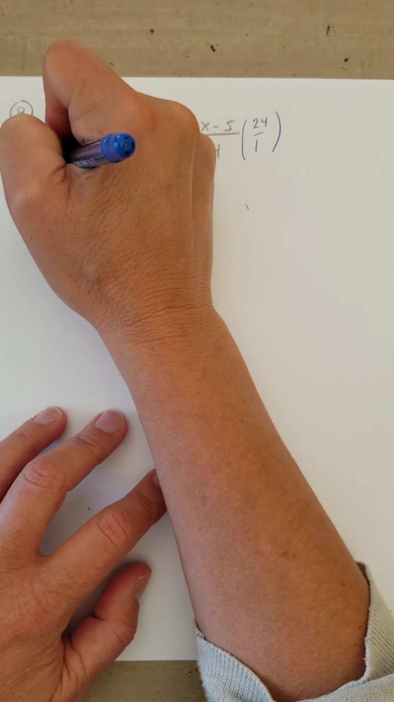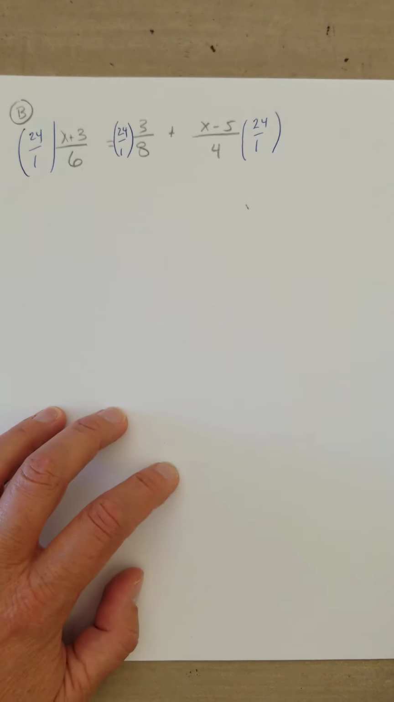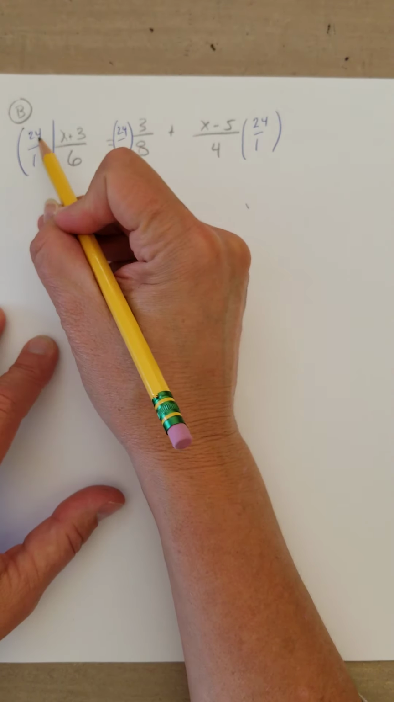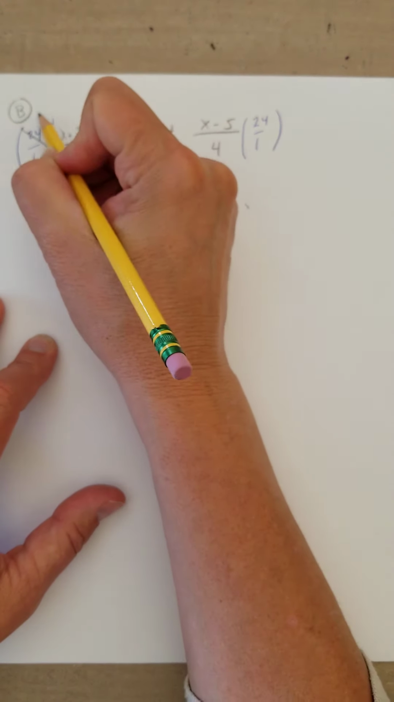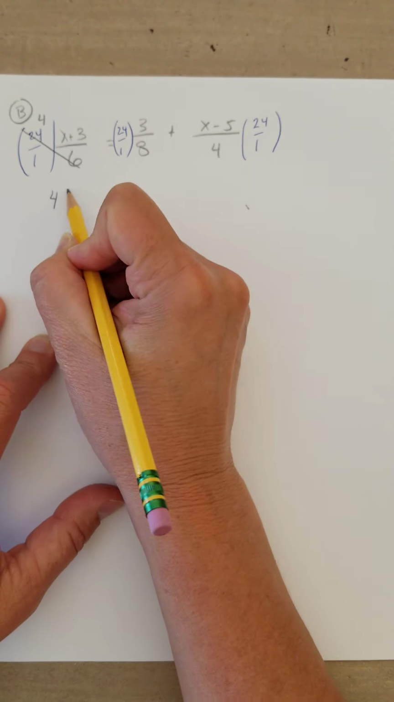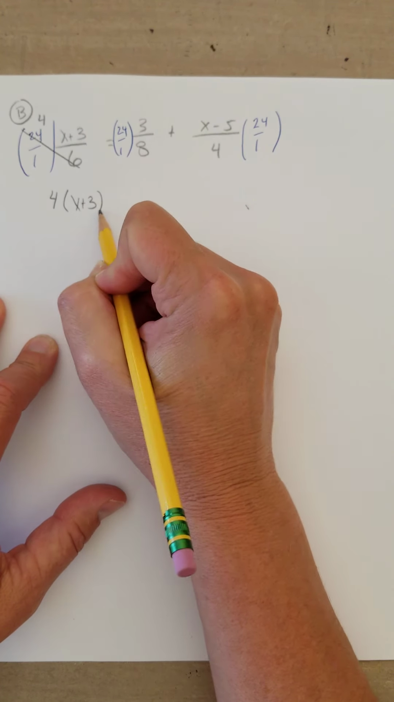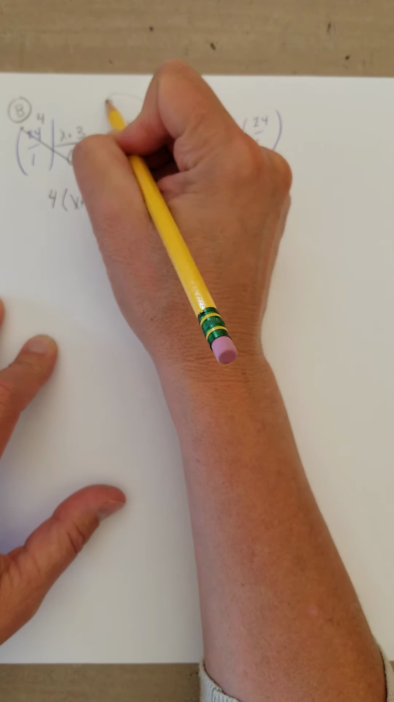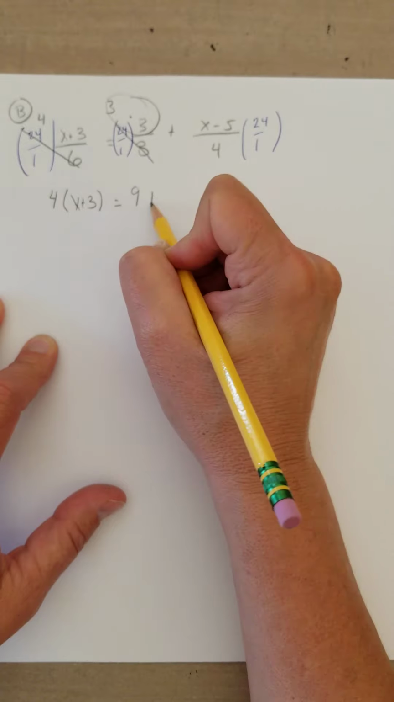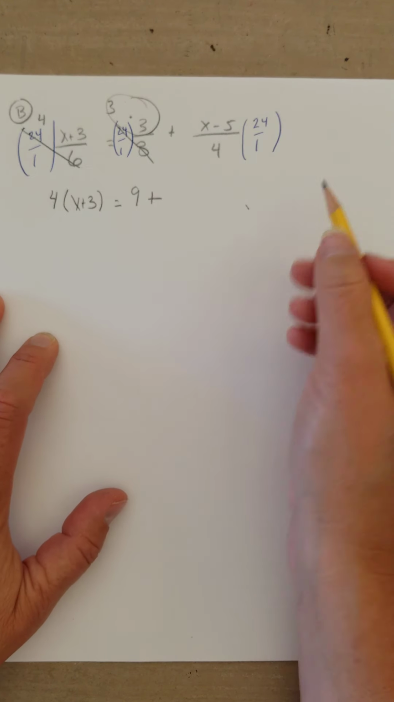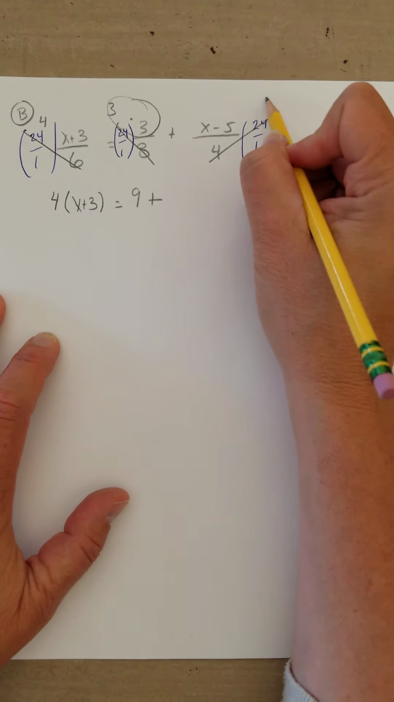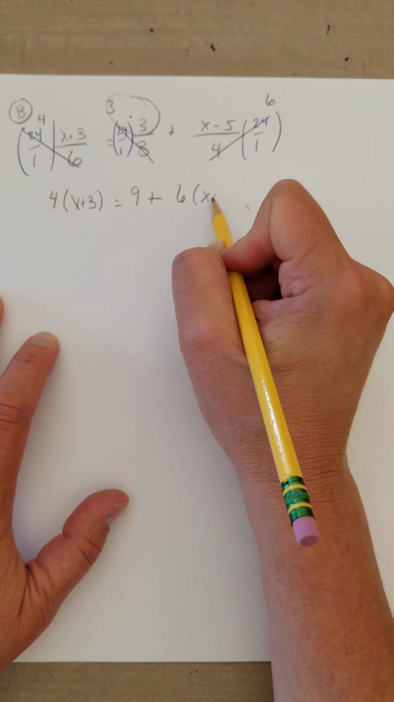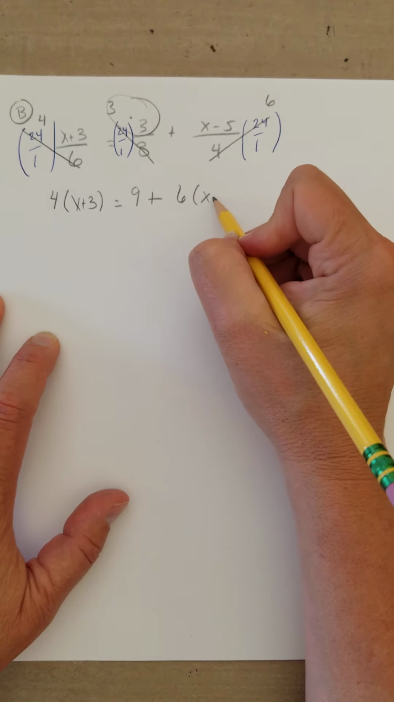And I'm putting it over 1 because I'm multiplying by fractions. I'm a big fan of doing that. All right? So here we go. 24 divided by 6 is 4. So we're going to have 4, and then I need to put in parentheses x plus 3. That equals, all right, 24 divided by 8, that's 3. 3 times 3 is 9. Plus, my next one, 24 divided by 4 is 6. 6 is being multiplied by x minus 5, so it's going to be a 6 times the quantity x minus 5.